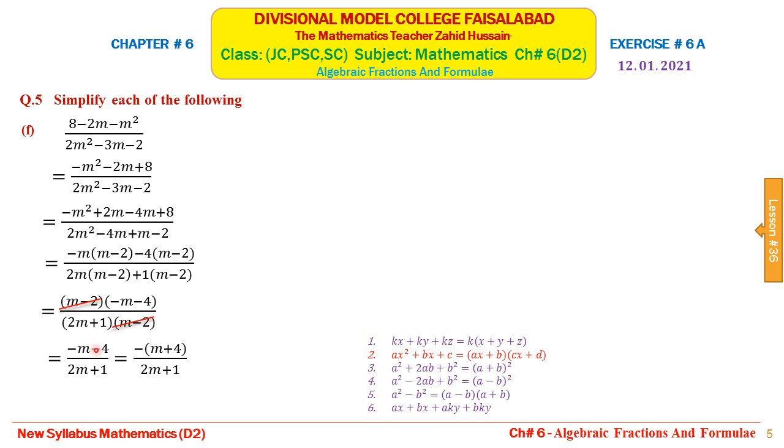You can take out minus common, so when you take out minus common, you will get m plus 4 over 2m plus 1, or you can leave the answer in this form. This is also correct.